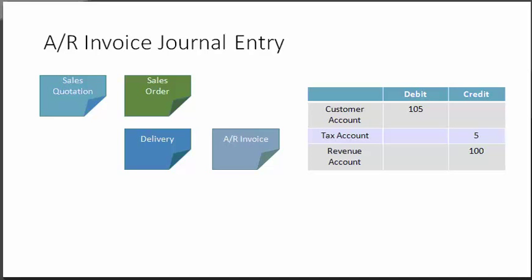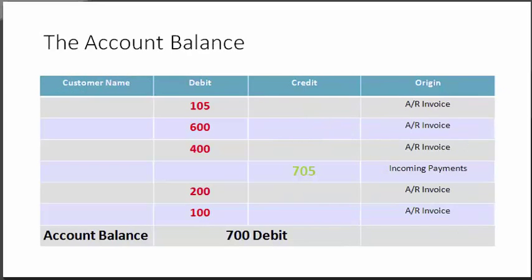There is a debit to the customer account for the total price of the sale. There is a credit to the tax account for sales tax and a credit to the revenue account for the sales price excluding tax. Let us focus on the debit side. Each transaction registered for a customer affects the customer account balance. Now let us take a look over the customer account in more detail.